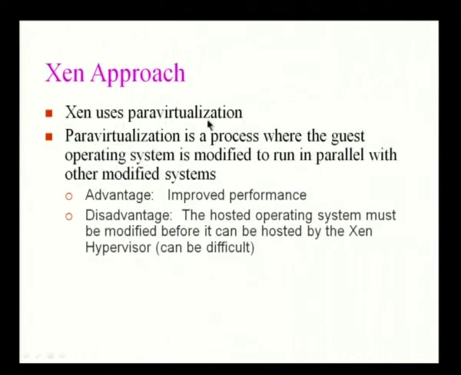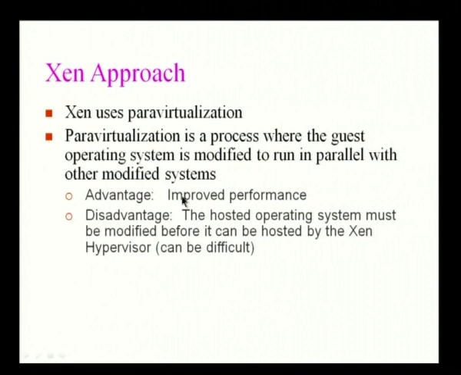So, Zen uses para-virtualization. Already we have discussed what is para-virtualization. It is the actual technique where it modifies the kernel of the host OS. So, whenever you install the para-virtualized hypervisor, the host OS gets modified, and here the guest operating system is modified to run in parallel with other modified systems also. The main advantages are the performance is better and also it is open source, and the disadvantage is the hosted operating system must be modified before it can be hosted by Zen hypervisor.